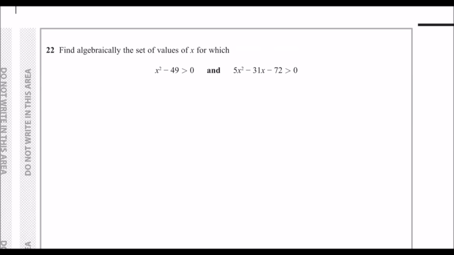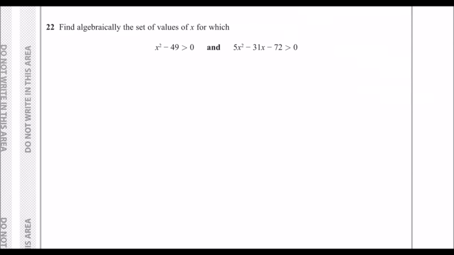Question 22. Find algebraically the set of values of x for which x squared minus 49 is bigger than 0 and 5x squared minus 31x minus 72 is bigger than 0. So we've got two different quadratic inequalities that we need to solve.